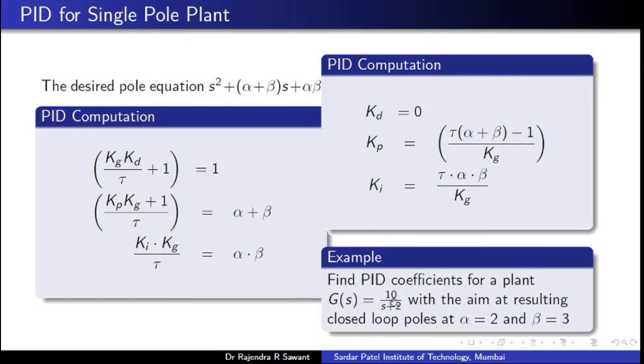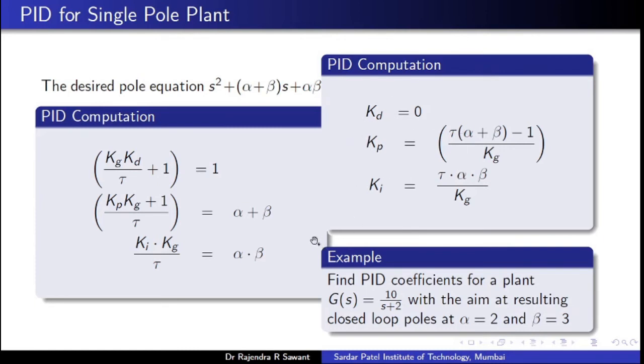We can solve an example based on this philosophy and these equations. Say, for example, we have a plant G equals 10 upon s plus 2, with the aim of resulting closed loop poles at alpha equals 2 and beta equals 3. We want to find the PID coefficients by using this formula.